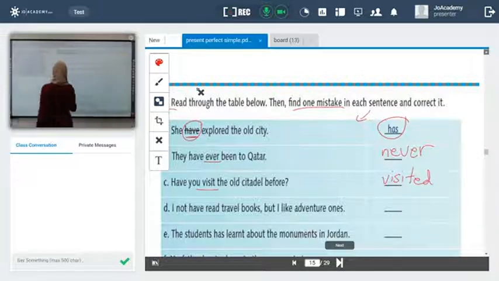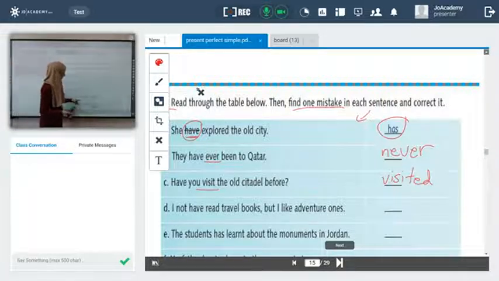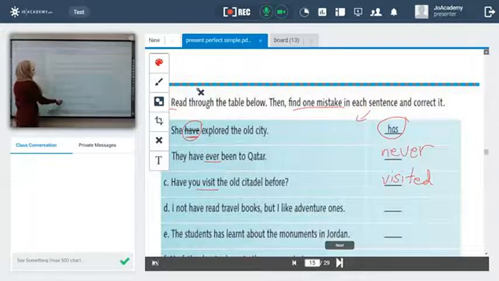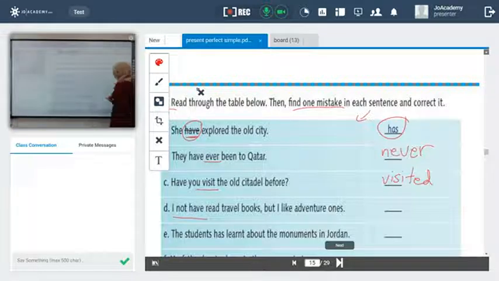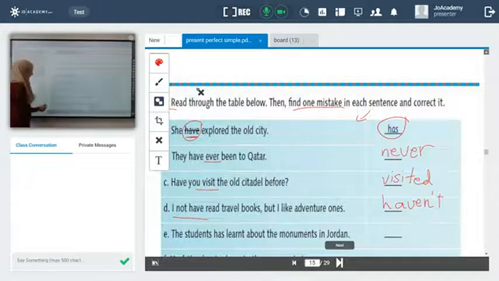Now, D. I not have read travel books, but I like adventure ones. I not have. This is a negative statement. How can we form the negative in the present perfect simple? We don't say I not have. We say I haven't read. So the right word is haven't.